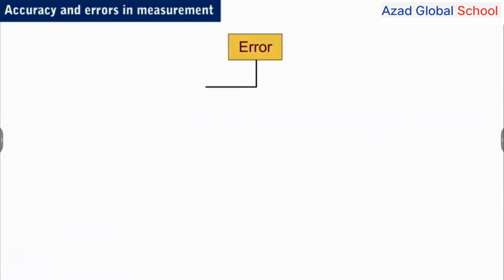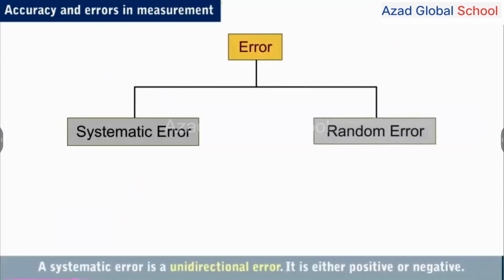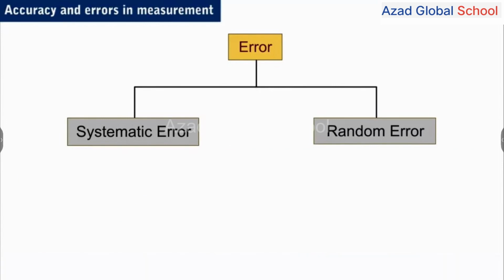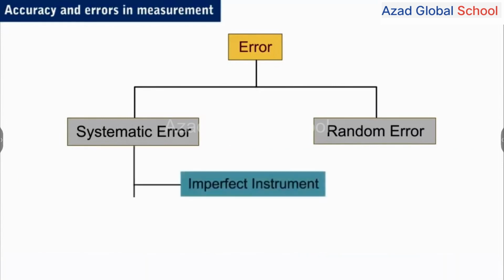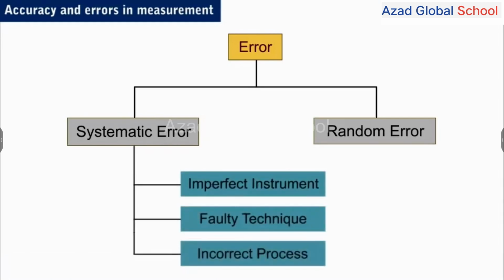Errors are classified as systematic errors and random errors. A systematic error is a unidirectional error, that is, it is either positive or negative. A systematic error can occur due to an imperfect instrument, a faulty measurement technique, or an incorrect process of measurement.